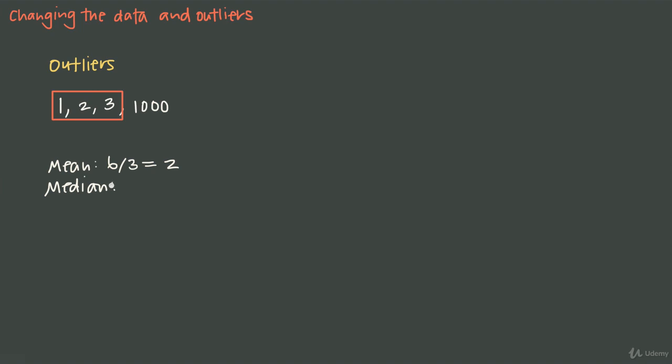The median of the data set is also 2, so we already have our data set listed in ascending order from smallest to largest, and the middle number is 2. So the median will also be 2.